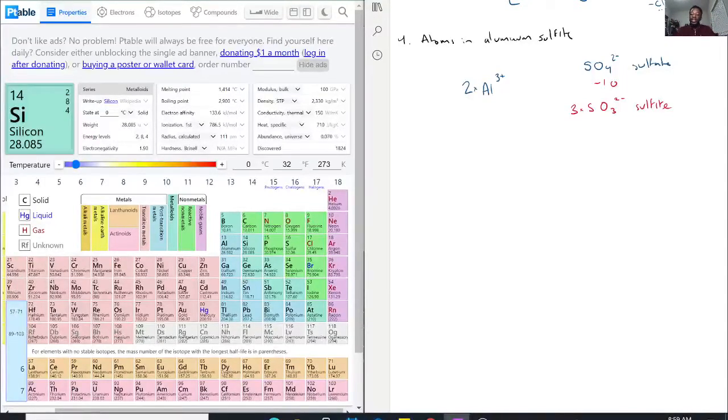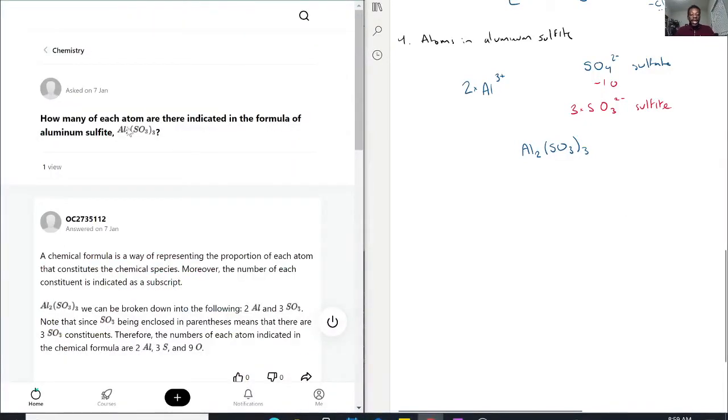Okay. So then now if we were to rewrite this, hopefully we get the same formula as what they said in the beginning of the question. We have now Al2(SO3)3. And let's see here. Exactly. Al2(SO3)3. Perfect.